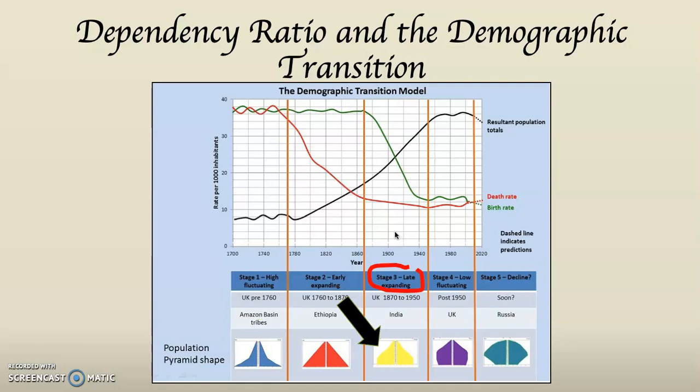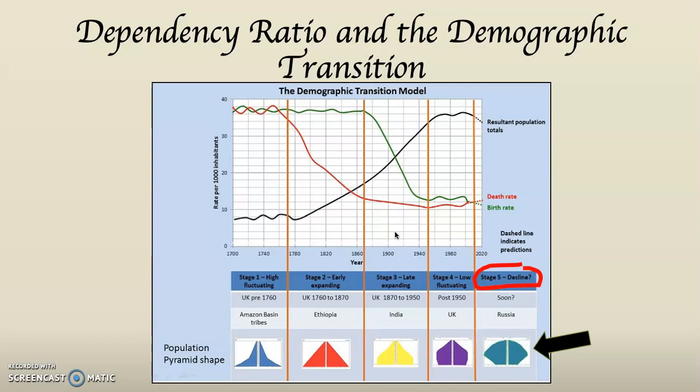Then stage 3, you can notice India is entering into stage 3. Notice that the size of the pyramid begins to taper in on the bottom, which indicates a decreased number of children being born. This was the UK from 1870 to 1950. Then stage 4, you can see that this is the UK today. The bottom of the pyramid is kind of being pressed in. There's kind of a bulge in the middle. It's the post-1950 era for the UK.